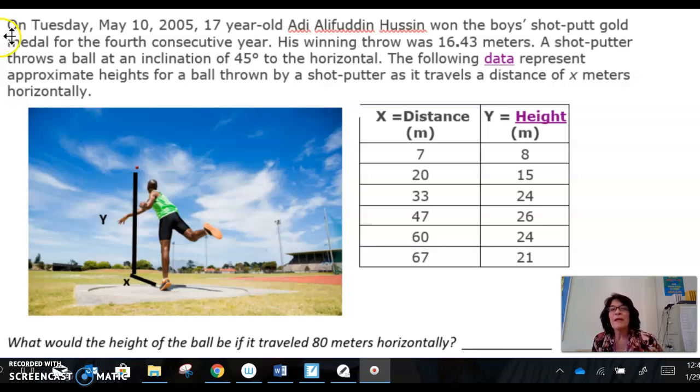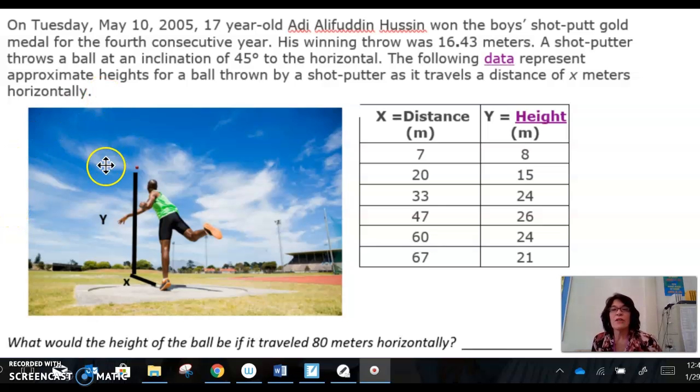Hey, Algebra 2. This week we are going to be looking at an application of graphing the quadratic, where we can use a quadratic equation to model a real life situation and then write the equation of that parabola to make predictions about the future, okay?